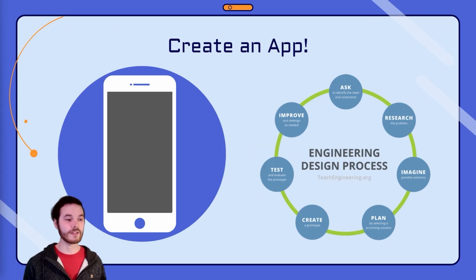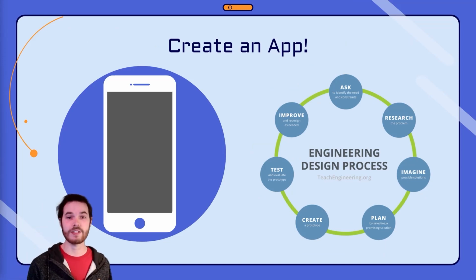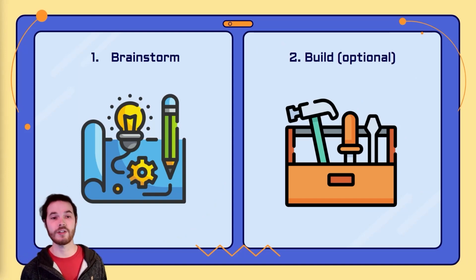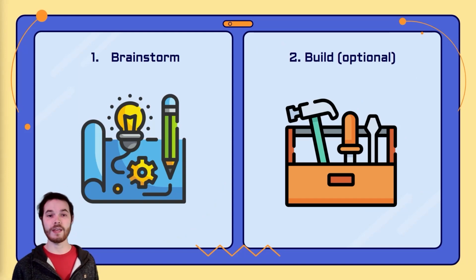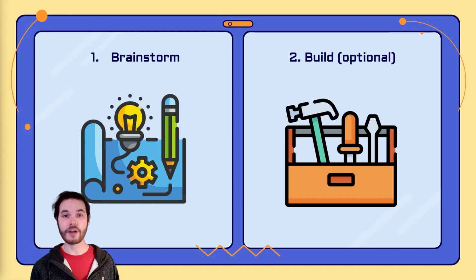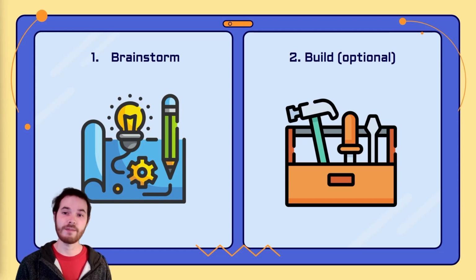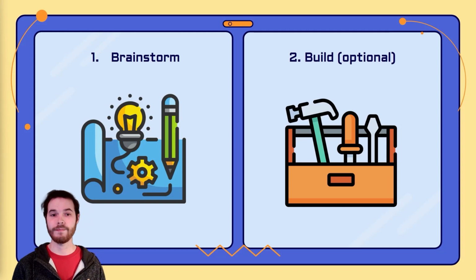So your job is going to be to use this process to design your own AI application. And we're going to be doing this in two parts. The first part will be the brainstorming phase, where you're going to find the problem to solve, research it, and start imagining possible solutions to this problem.